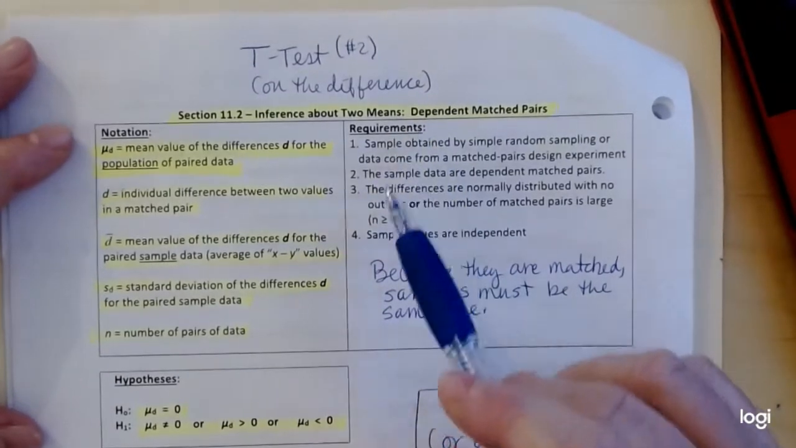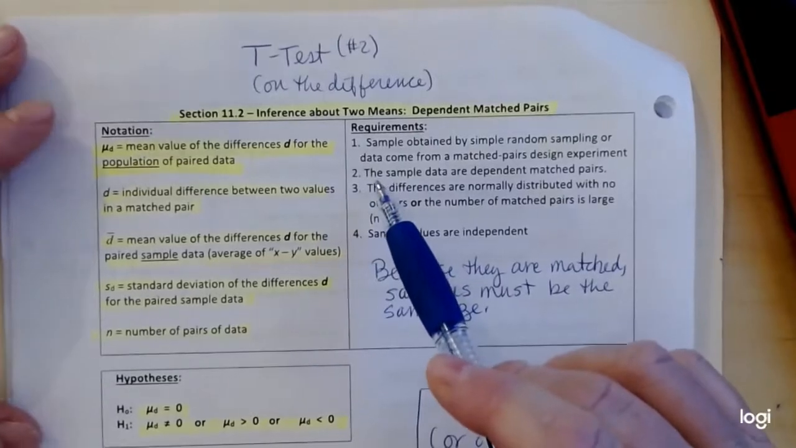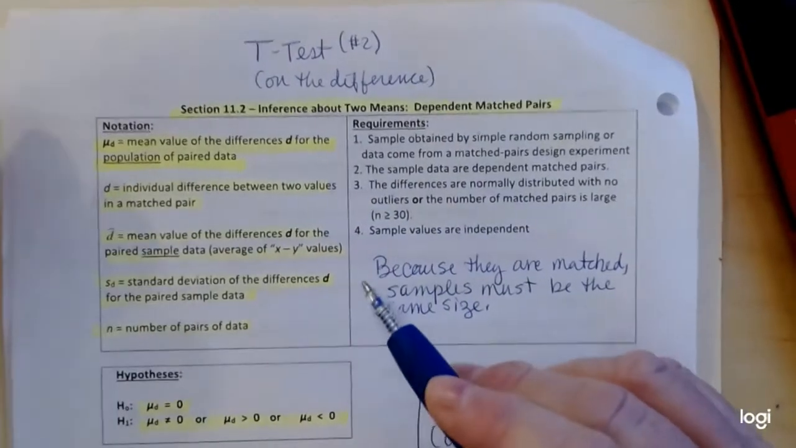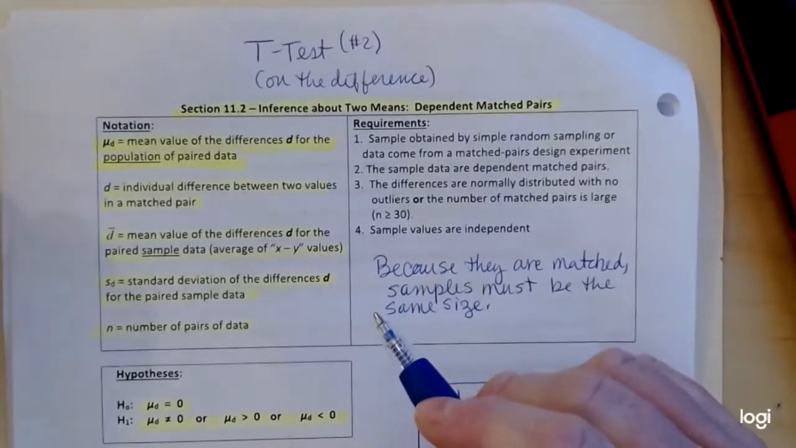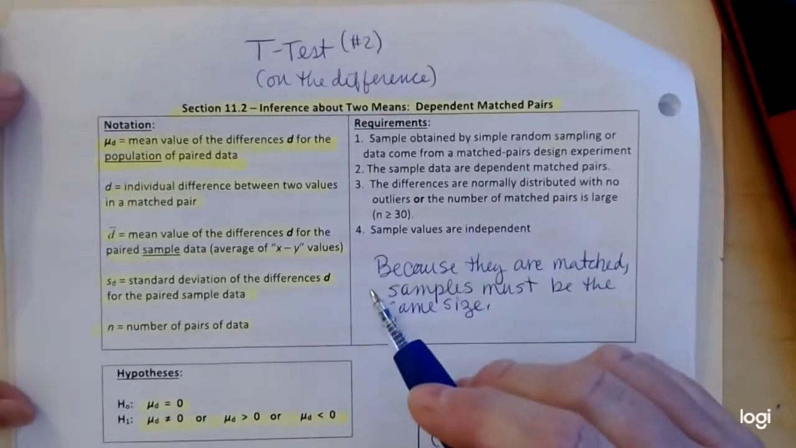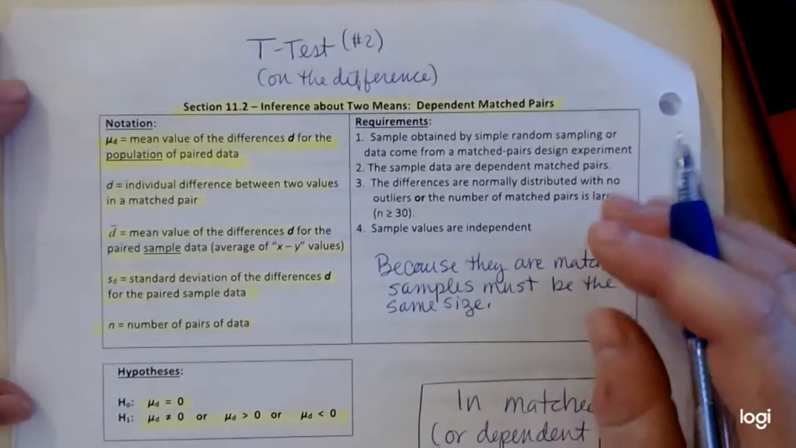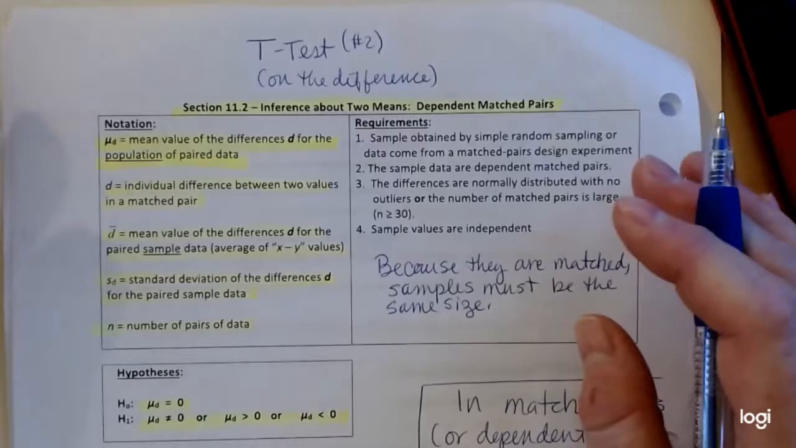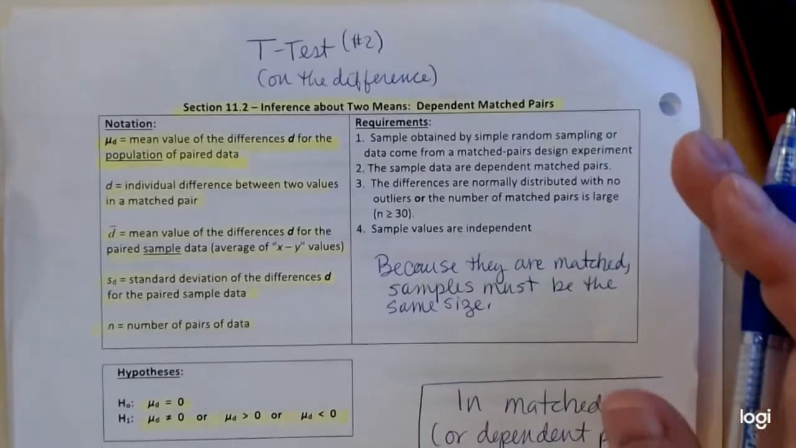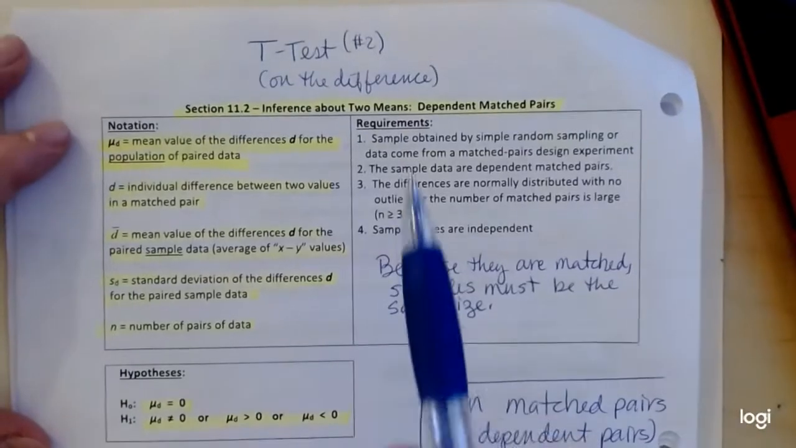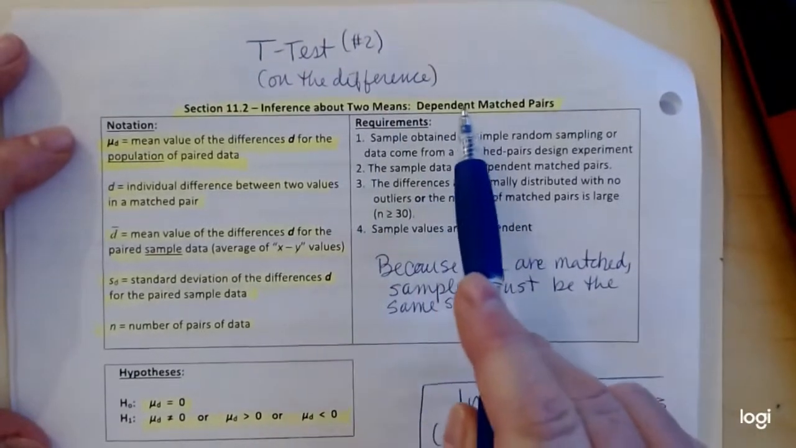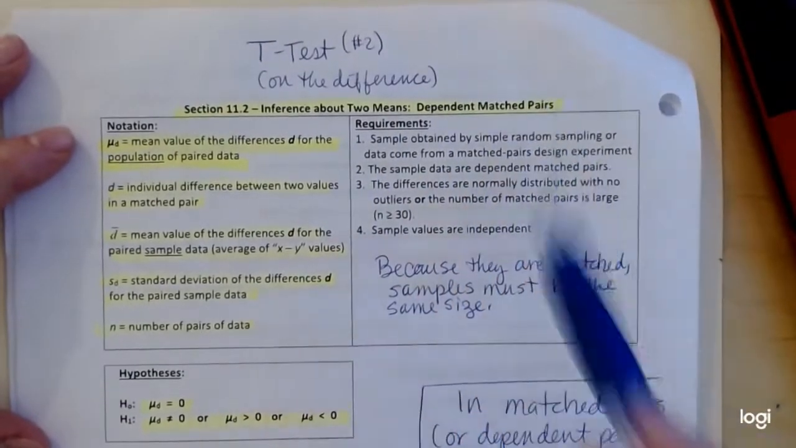That's often done in a before and after kind of study where you have the same person and you measure something or find out something about them before, and then you try a treatment on them or something like that, and then you check after and you match the results for that person with their results from before. So in this one, these are dependent matched pairs.